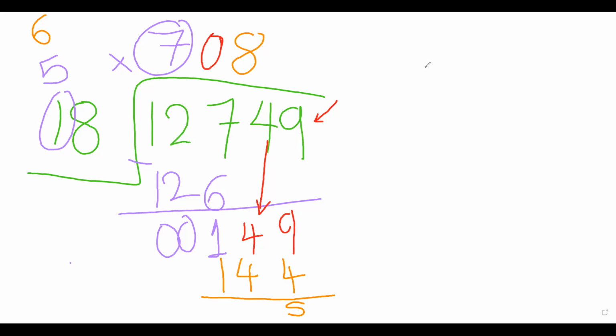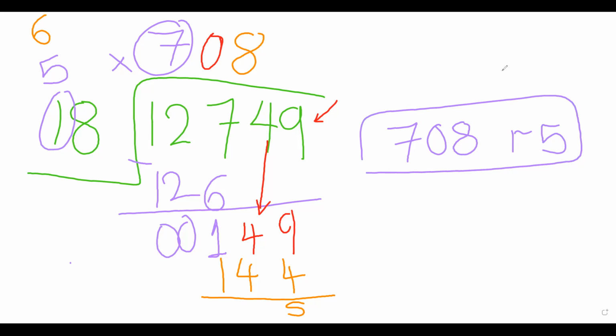So what is the quotient here? The final answer. It's 708. And what's the remainder? The remainder is 5. So this is how I will write the answer. I will write the quotient, then R for remainder and the number. R means remainder, and 5 here is the remainder.